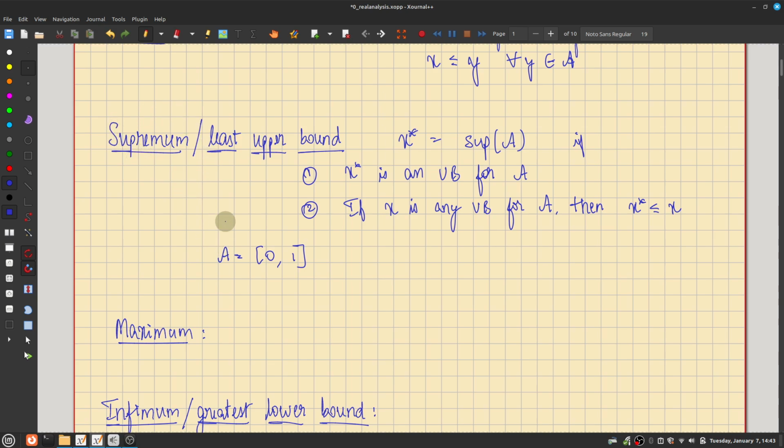Now, the supremum may or may not lie in this particular set A. For example, if I take A to be the open interval from 0 to 1, once again, what is the supremum of A? 1. And why? 2, 3, 4 are all upper bounds. Out of them, the minimum is 1. For example, if I take something like 0.99, you can still show some value like 0.999 which is more than this. So how do you prove this formally?